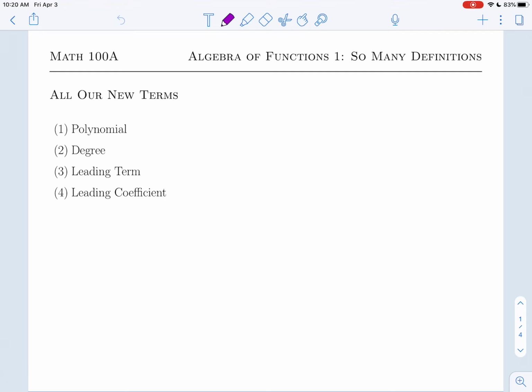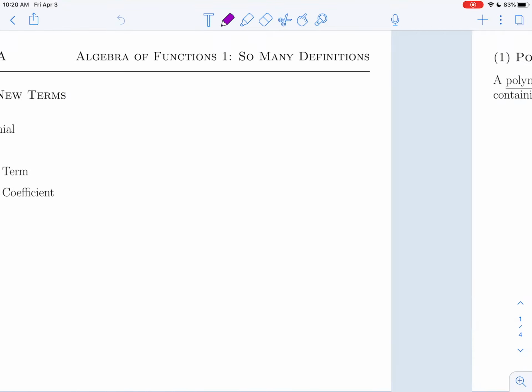So those new definitions we're going to look into are what is a polynomial, so the type of function we're going to look at, and then related to polynomials we'll talk about degree, leading term, and leading coefficient. So let's start with that polynomial.